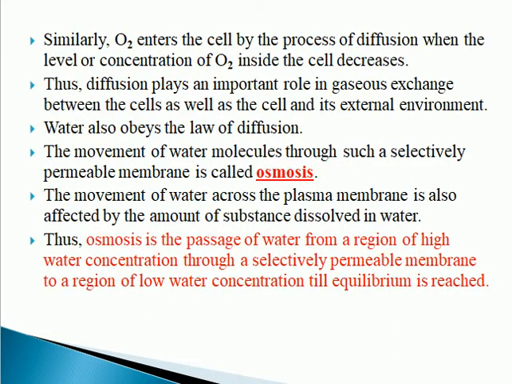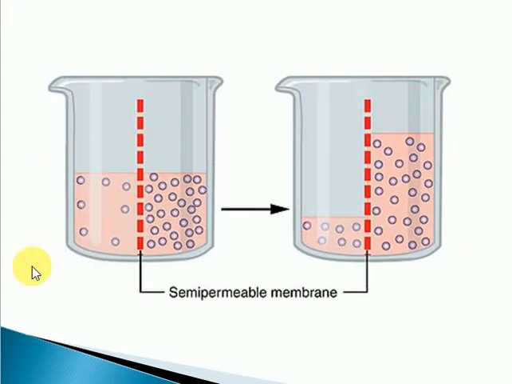Okay, now we'll learn one more term here, osmosis. First, try to understand what exactly osmosis is. Suppose I've taken a beaker and I have placed a semi-permeable membrane in the middle of the beaker. I have fixed the membrane in the middle. Now, this is the semi-permeable membrane. That means it is going to allow the movement of only some particles across it. Not everything, only some of the particles.